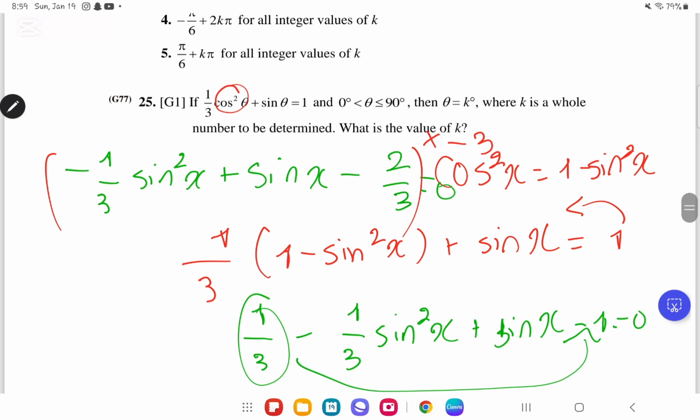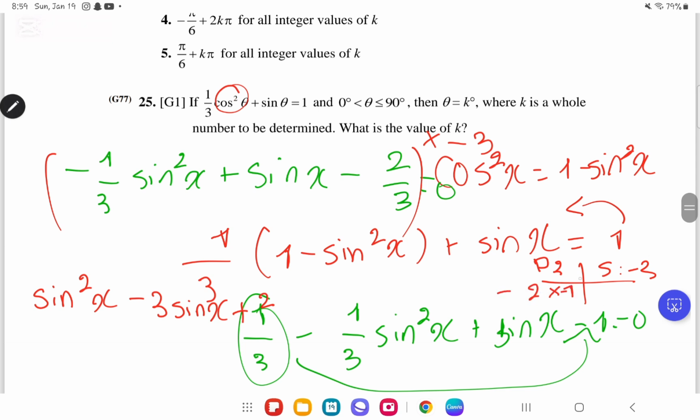So if we multiply the whole equation by minus 3, we are going to get sine squared x minus 3 sine x plus 2. So we have to have a product of 2 and a sum of minus 3. So the two possible answers are minus 2 times minus 1, or minus 2 minus 1. So x minus 1 times x minus 2. So x is either equal to 1 or x is equal to 2.